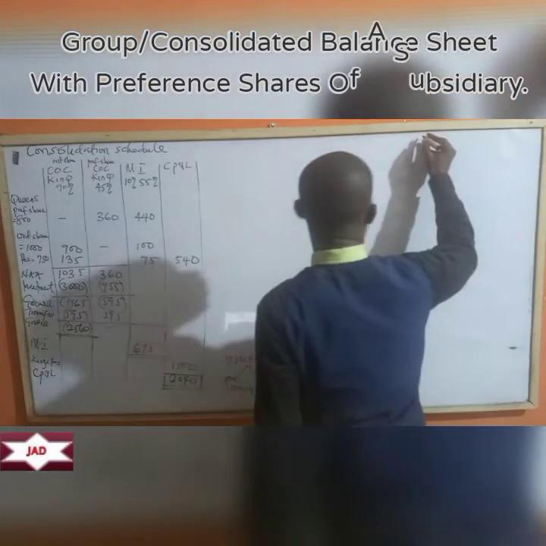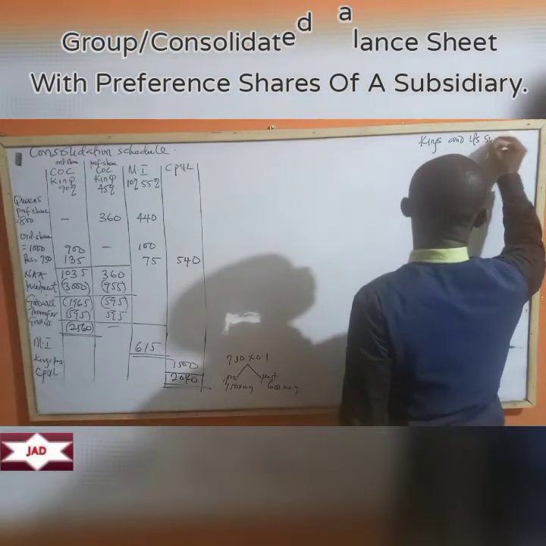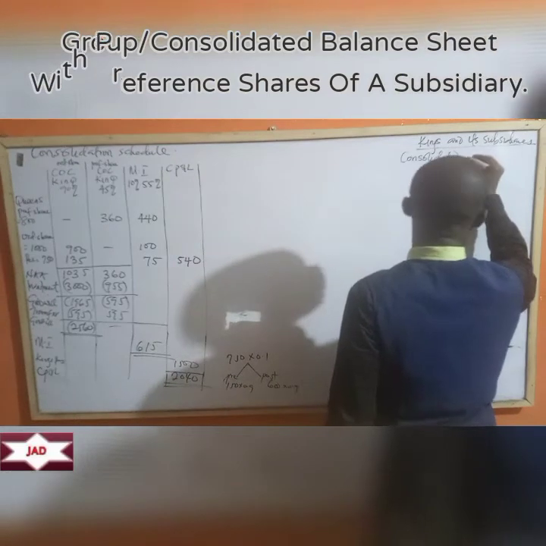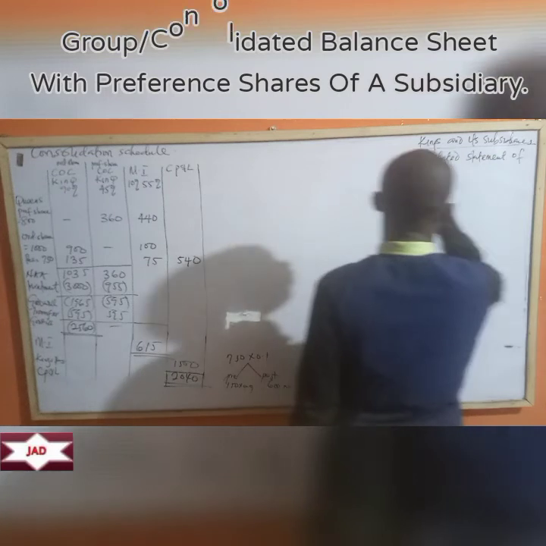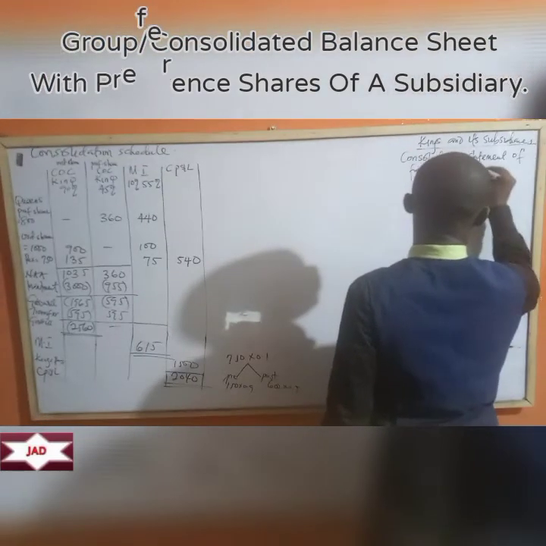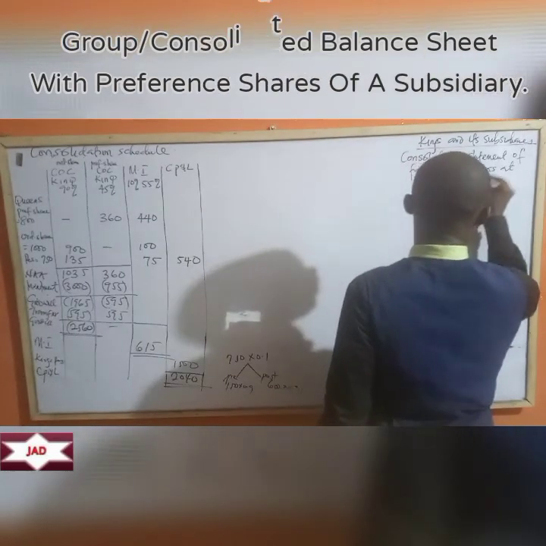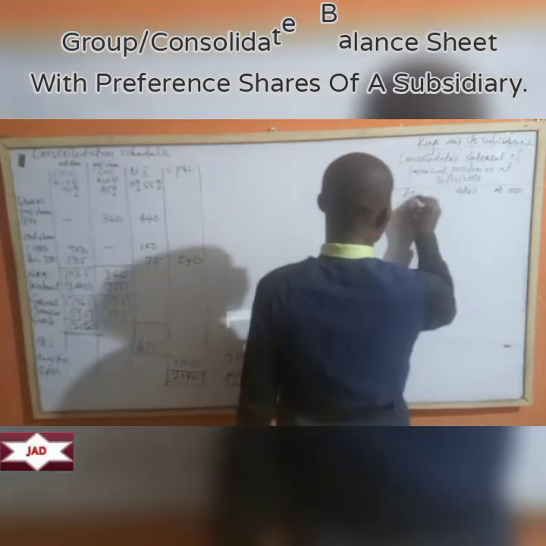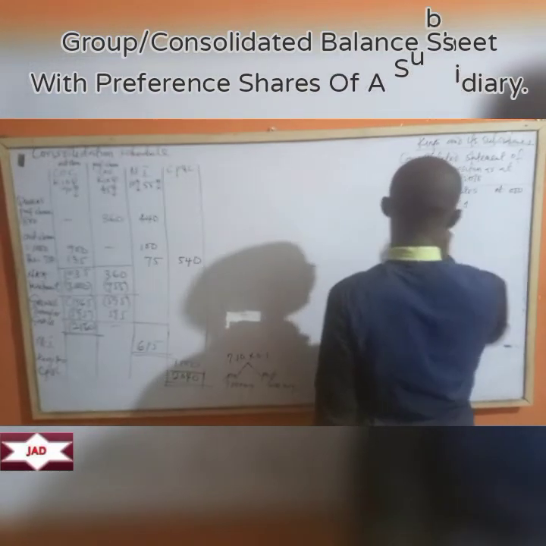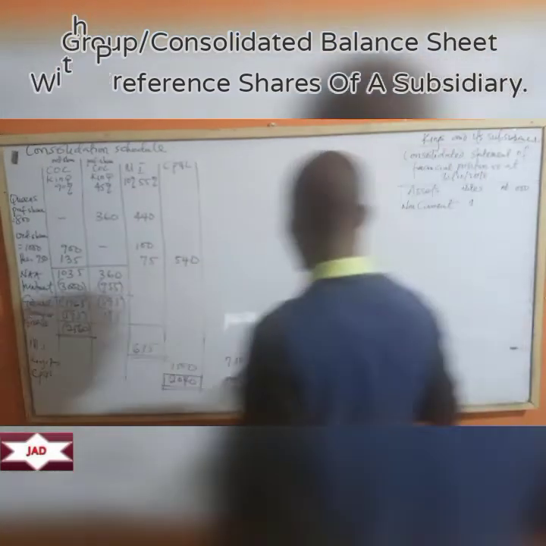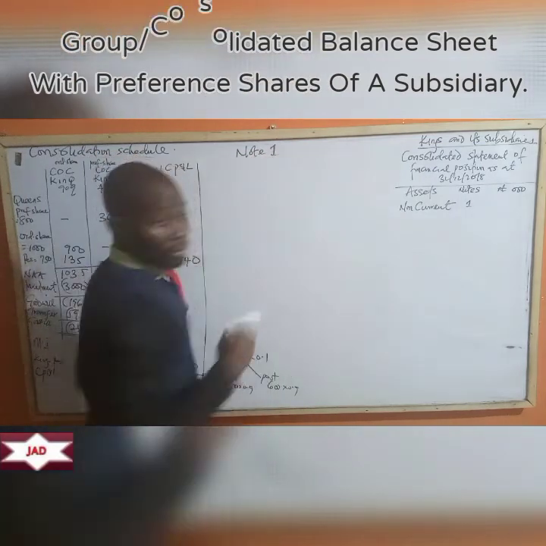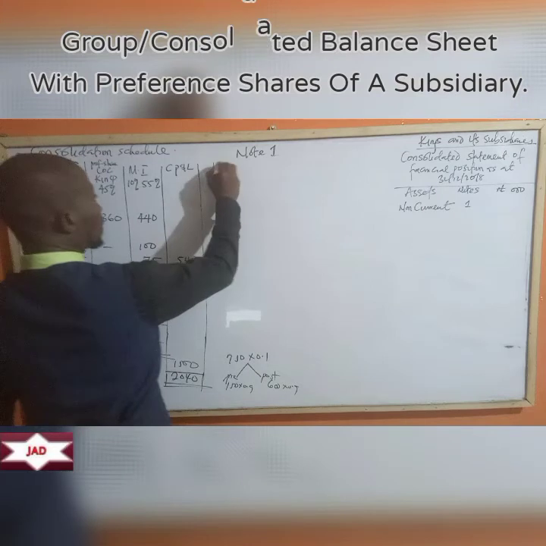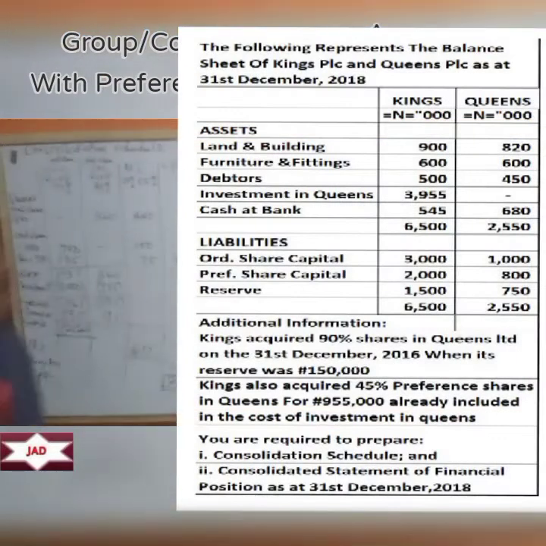So we say Kings and its subsidiaries, consolidated statement of financial position as at 31st December 2018. We have the notes. Let's call this note one: non-current assets. We have land and building, and furniture and fittings. So land and building is 900 plus 820.